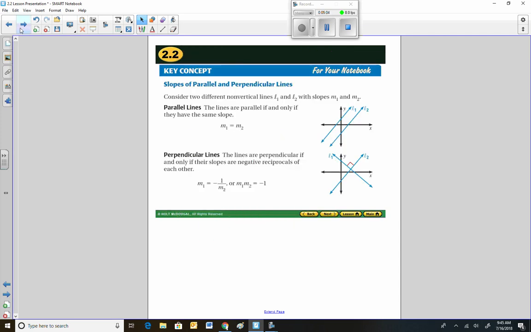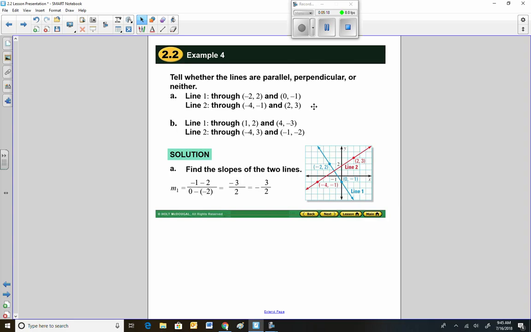All right, parallel and perpendicular lines. Parallel lines will have the exact same slope, look. And then perpendiculars will have opposite slopes in every way. Positive, negative, and reciprocals. So let's take a look.